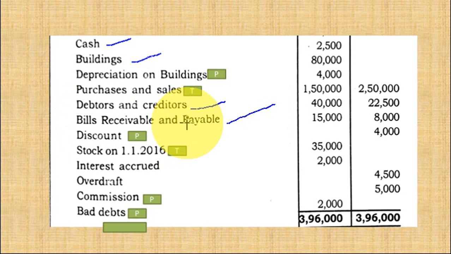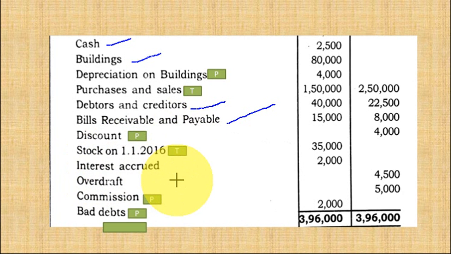You know that, right? Discount. Discount here. See how you have to write discount. They have given the credit balance, so credit side you have to write in the profit and loss account because it is discount received. Opening stock, stock on 1/1/2016, trading account.